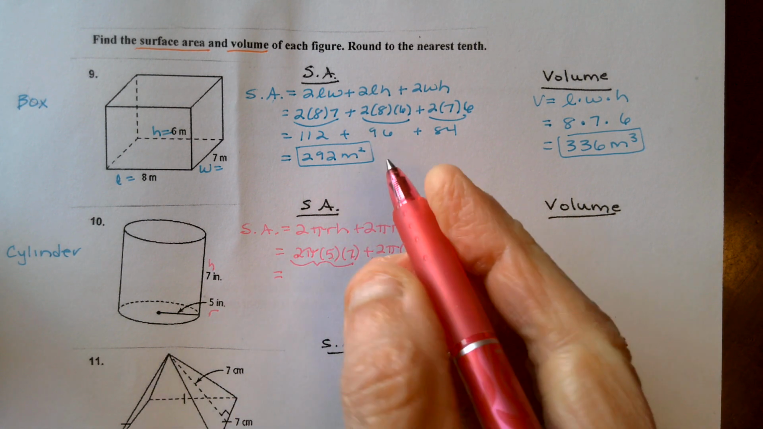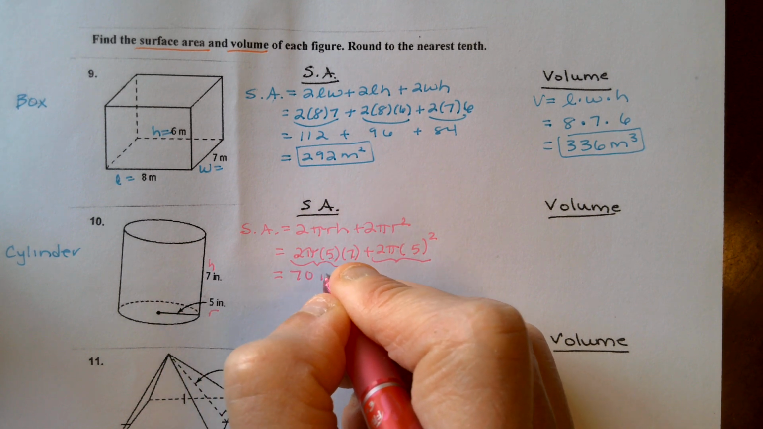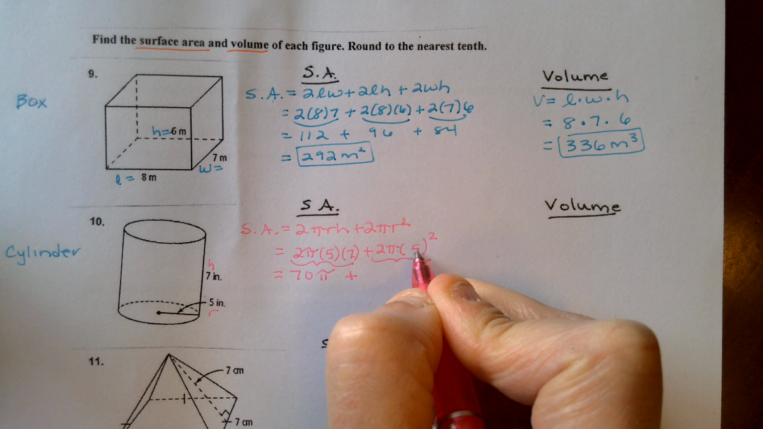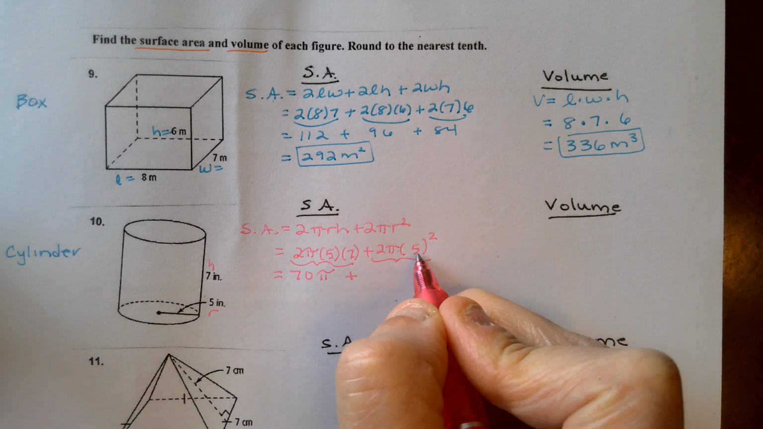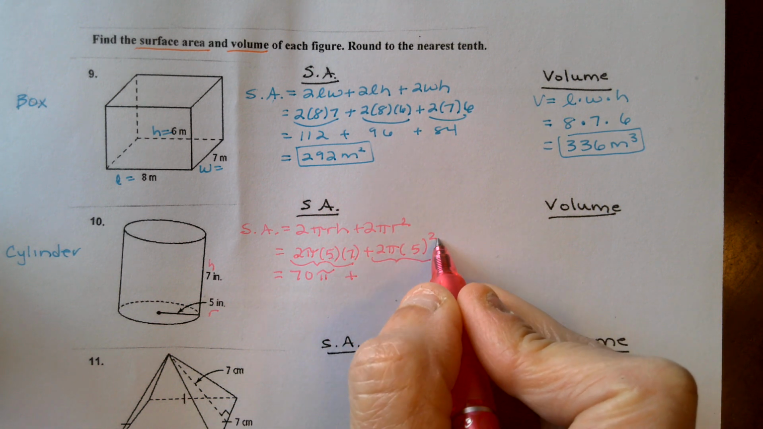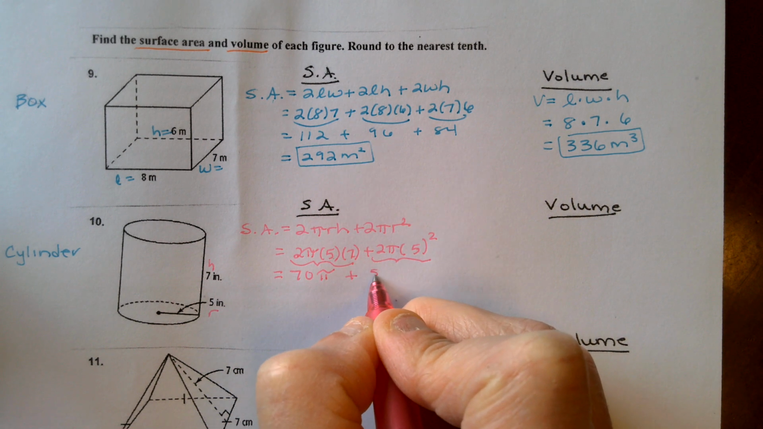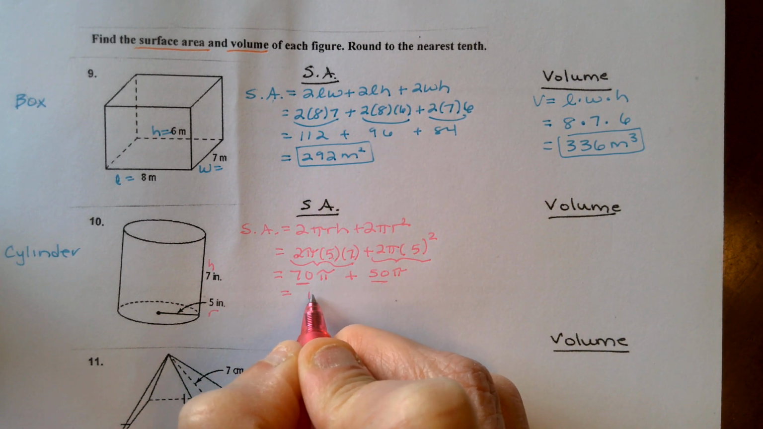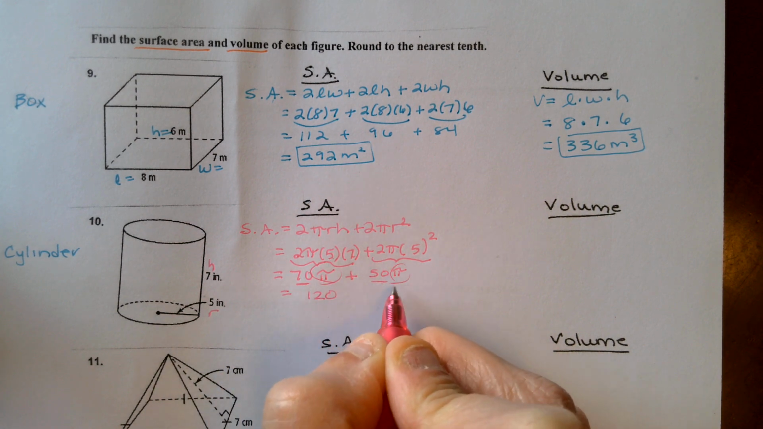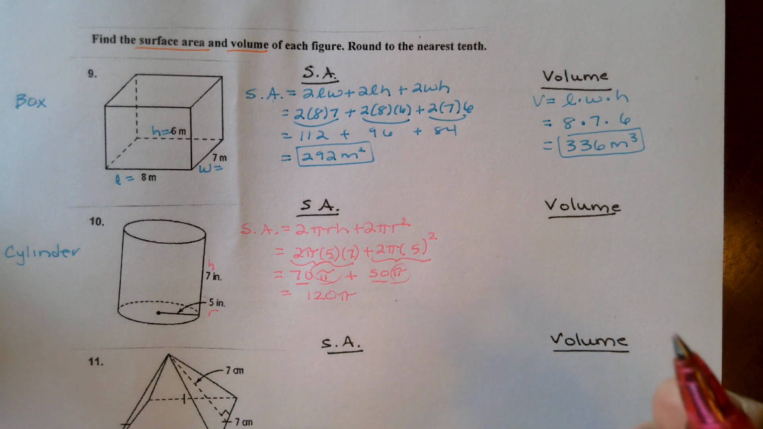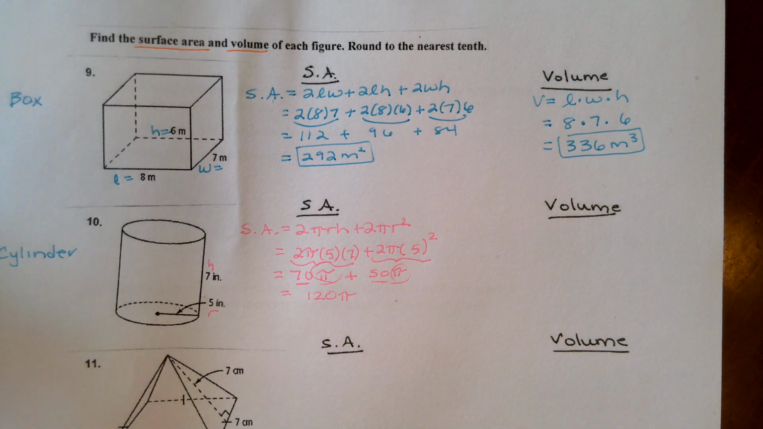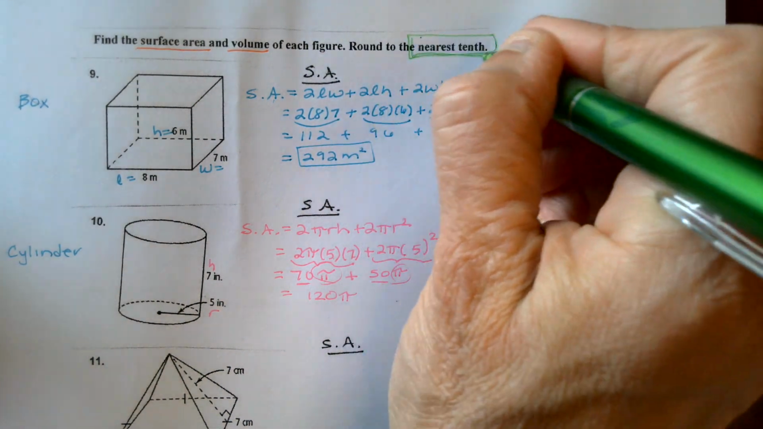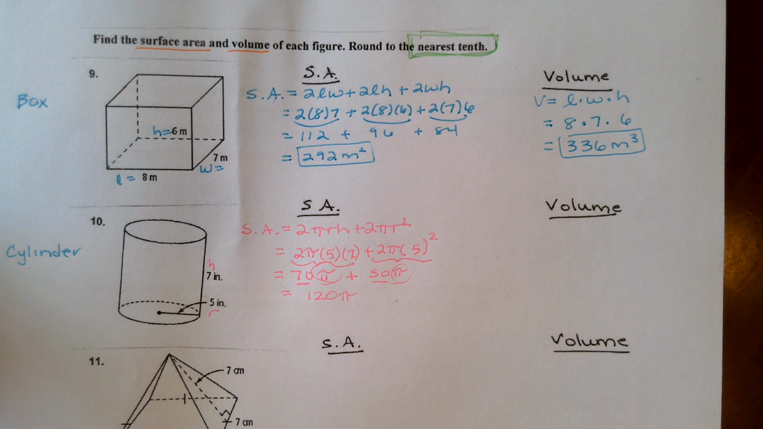35 times 2 is 70 pi plus, make sure you don't make the fatal mistake of doing this and saying it's 10. It is 25 times 2 is 50 pi. 70 plus 50, 120 pi's. I need to go up and remember what's happening here. And I see that it is rounding to the nearest 10.